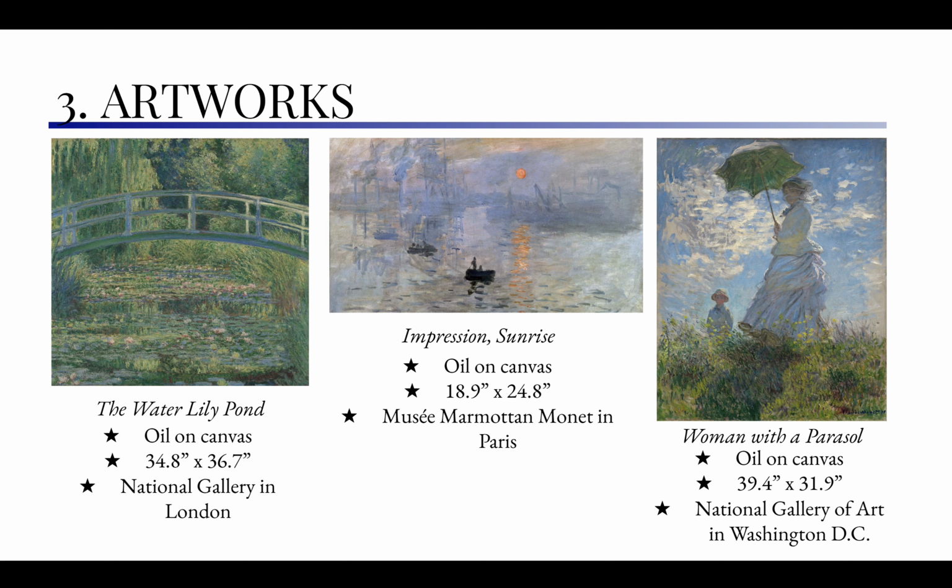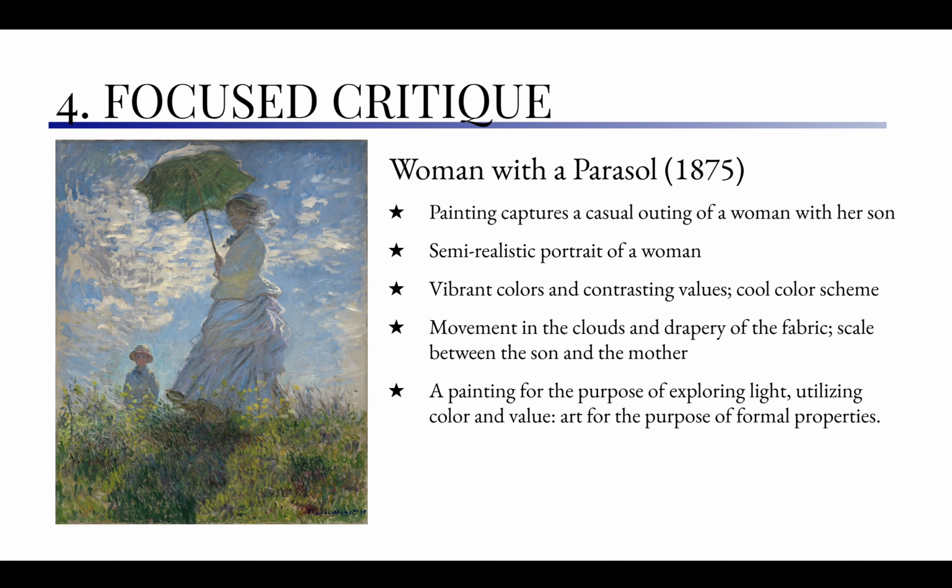The next is Woman with a Parasol, and it is oil on canvas, of course. It is 39.4 inches by 31.9 inches, and it is featured in the National Gallery of Art in Washington, D.C. So I wanted to focus on Woman with a Parasol, which was made in 1875. It's a painting that captures a casual outing of a woman out with her son. It does lean more towards realism. It is a bit stylized, but I would say that overall it is a more or less realistic painting, just a bit stylized with the heavy brushstrokes.